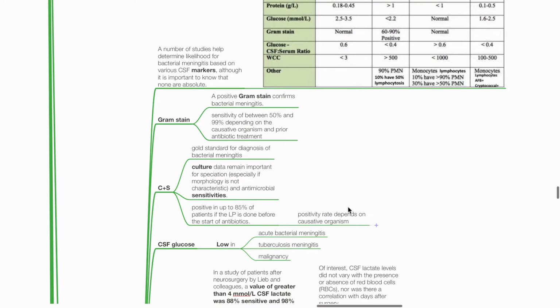A positive gram stain confirms bacterial meningitis. Sensitivity is between 50 and 99%, depending on the causative organism and prior antibiotic treatment.